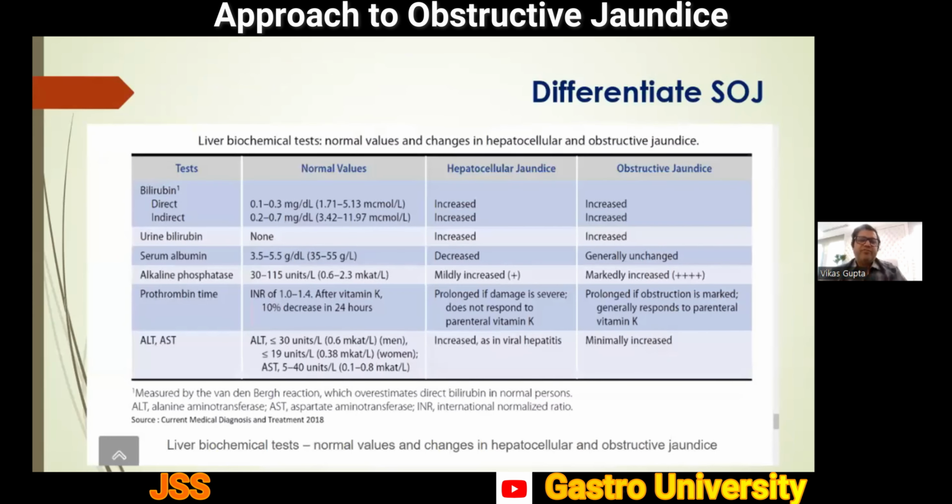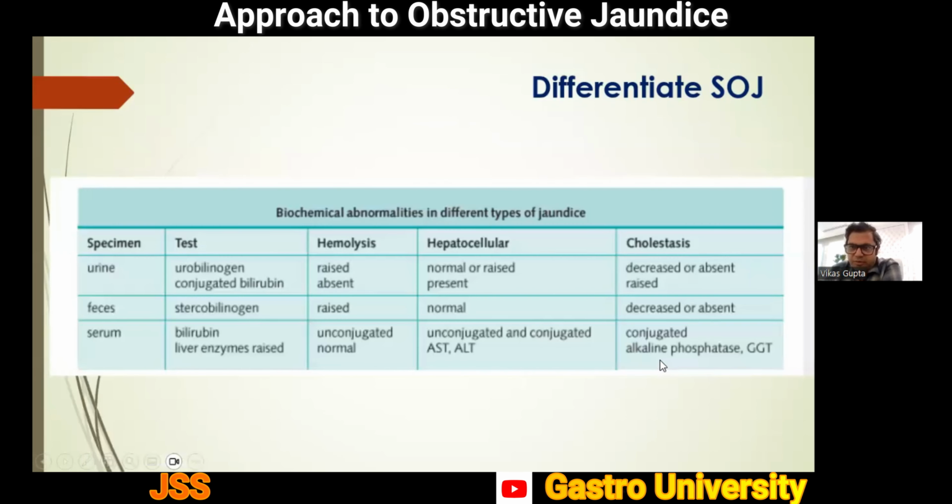There are various biochemical and lab parameters which can differentiate this jaundice. Both types of jaundice will have increased bilirubin. However, alkaline phosphatase and gamma GT will be higher in obstructive jaundice compared to hepatocellular. Deranged coagulation will be pronounced in both obstructive and hepatocellular jaundice, but enzyme elevation will be more marked in hepatocellular jaundice compared to obstructive jaundice.